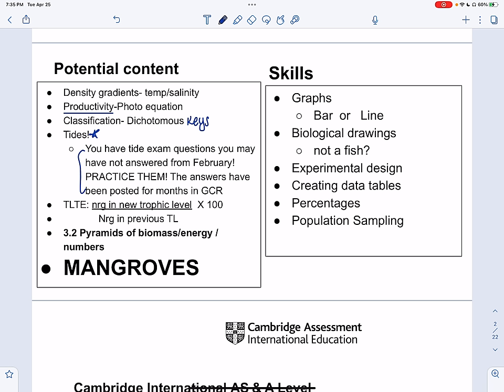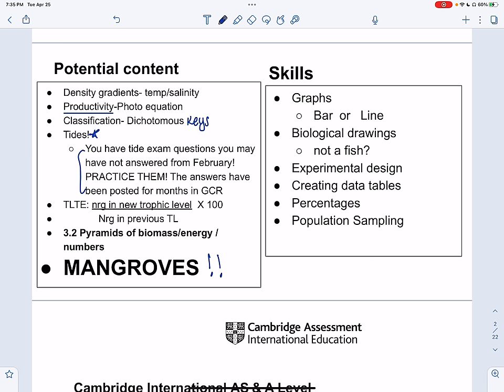And Cambridge loves having students do percentages. So portion over a whole, I would make sure that you practice that. That could also be within the trophic level transfer equation. Pyramids of biomass, pyramids of energy, pyramids of numbers, and mangroves. We haven't seen any of those.